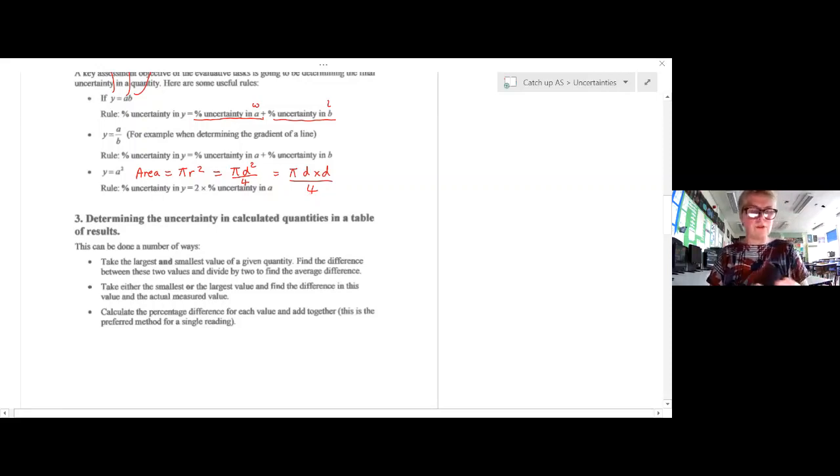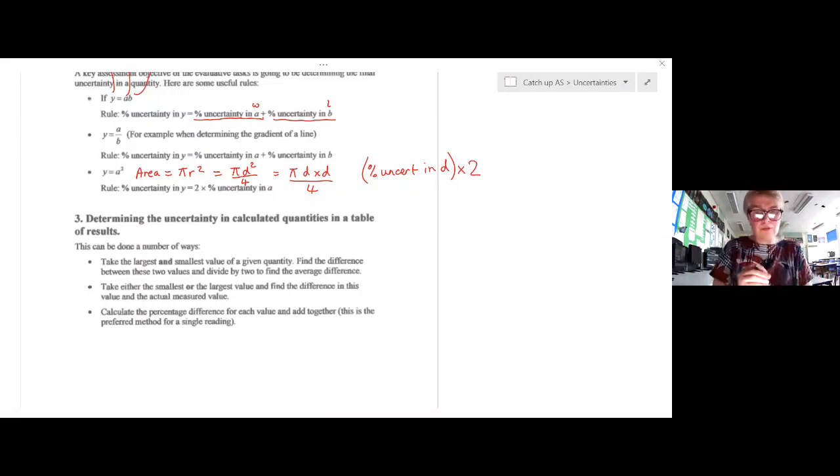And because you're using the d twice, whatever the percentage uncertainty is in d, all you have to do is times it by 2, not square it, times it by 2, because you're using the percentage uncertainty in one d and the percentage uncertainty in the other d, and effectively they're the same, so you just have to times it by 2.